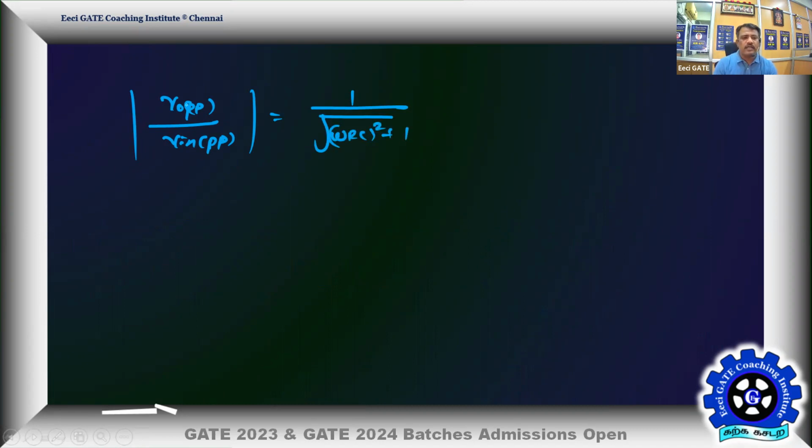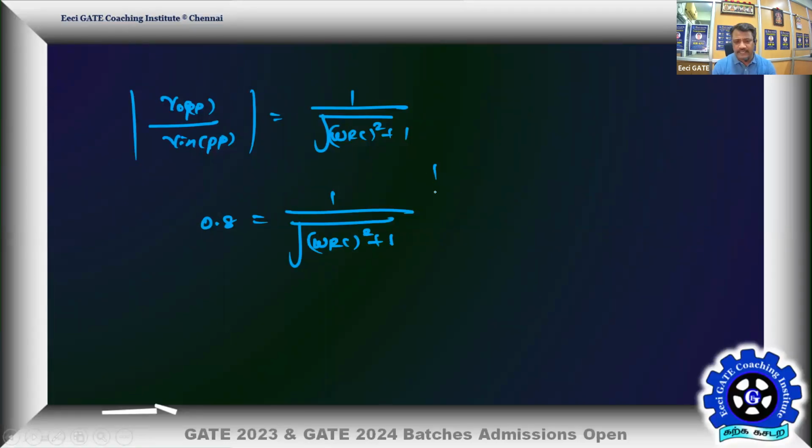So this V0 peak to peak is 8 volt peak to peak, and Vin peak to peak is 10 volt peak to peak. So the resultant magnitude is going to become 0.8. So 0.8 is equal to 1 by root of (omega RC) the whole square plus 1.